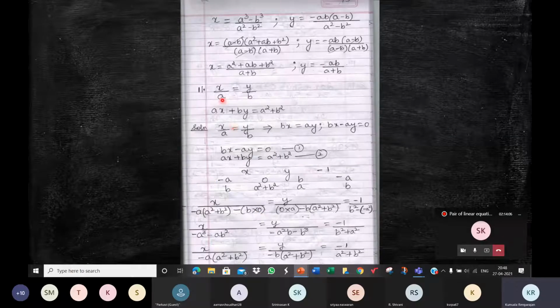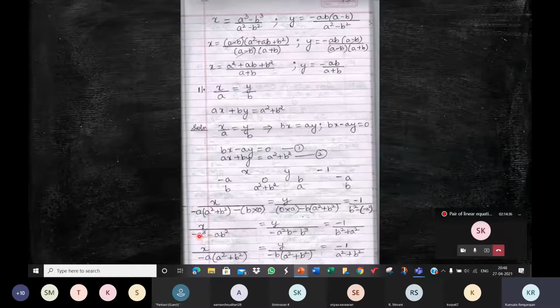I just wanted to say that you can take these as they look. X by a minus y by b is equal to 0. Just that you will have to be careful with the coefficients 1 by a and minus 1 by b. The constant is 0. So you could go ahead with this equation as it is, or if you don't want fractions, you can bring it to this form.